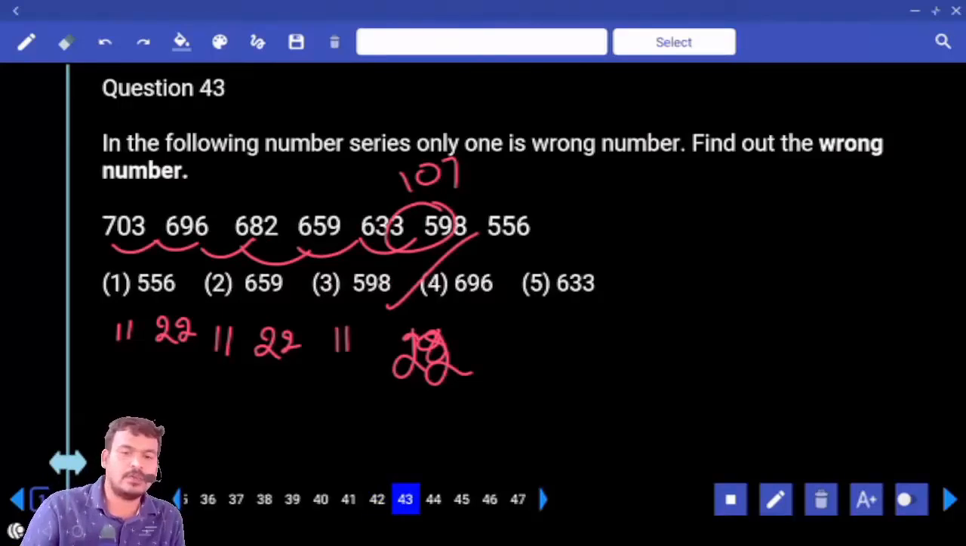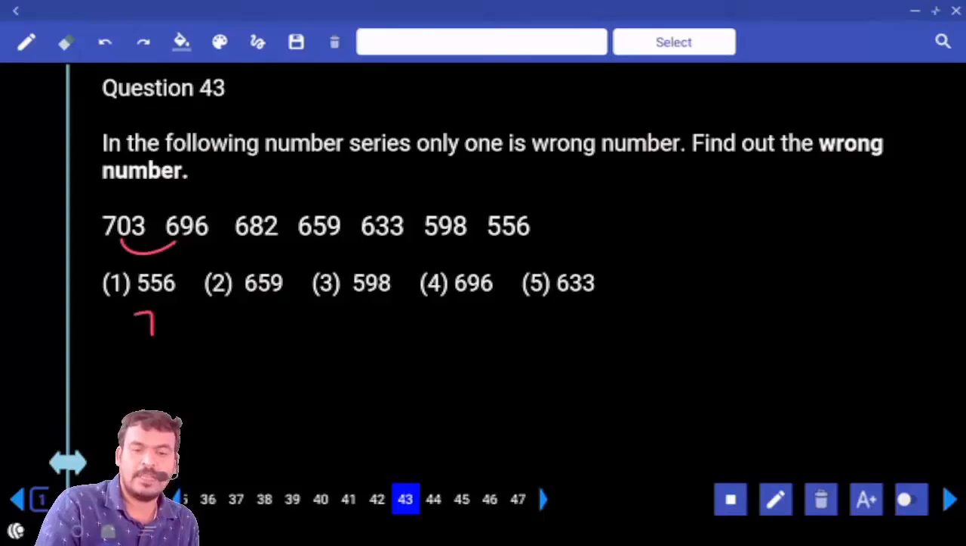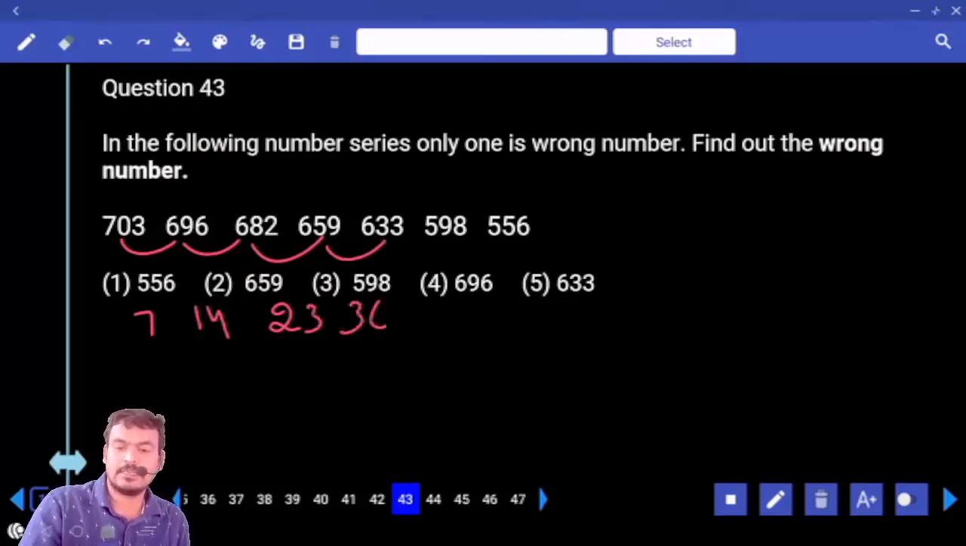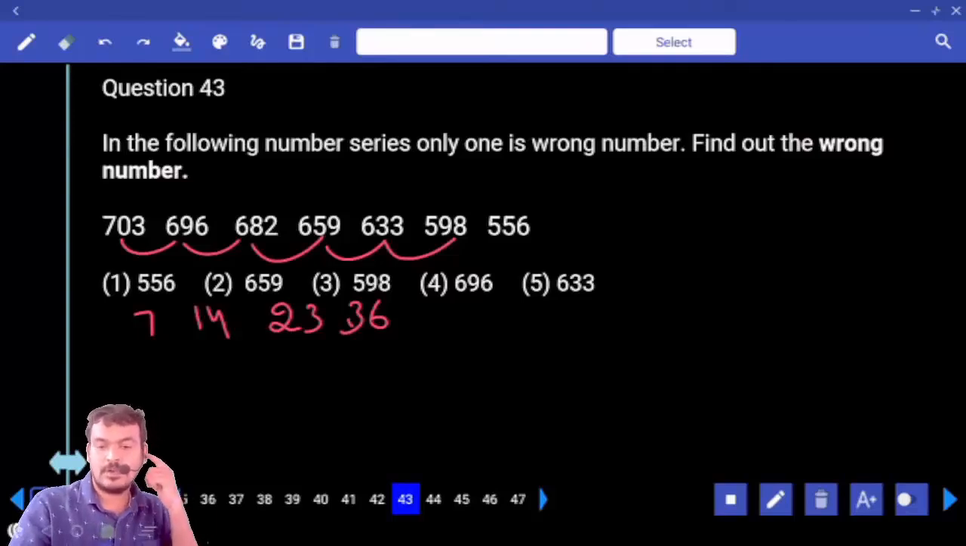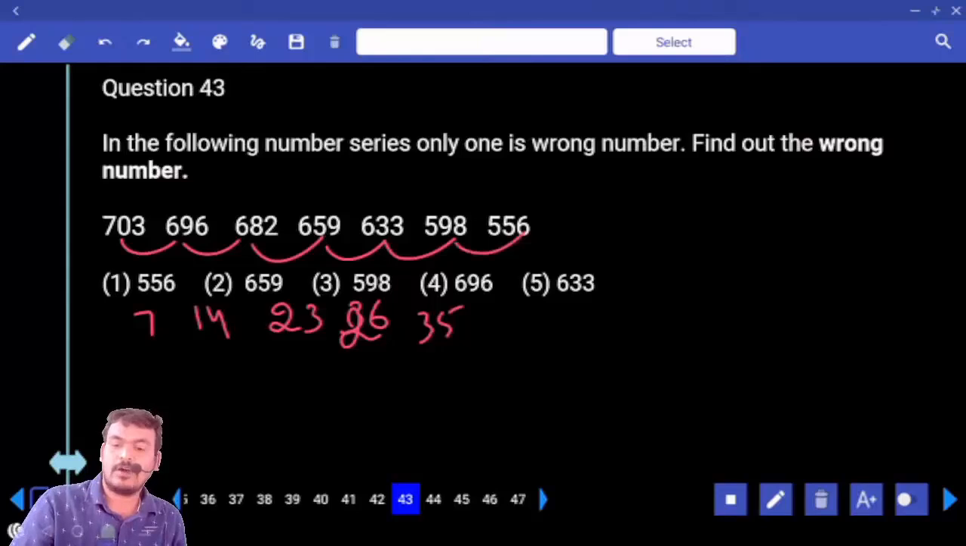Next, question number 43. 703, 696, 682, 659, 633. The series is decreasing or not? What is the first one difference? 7. Next one? 14. Next, 20... 23. Next, 36. Next one, 26 or 36? 26. What is the next one difference? 35. And the last one, 42.